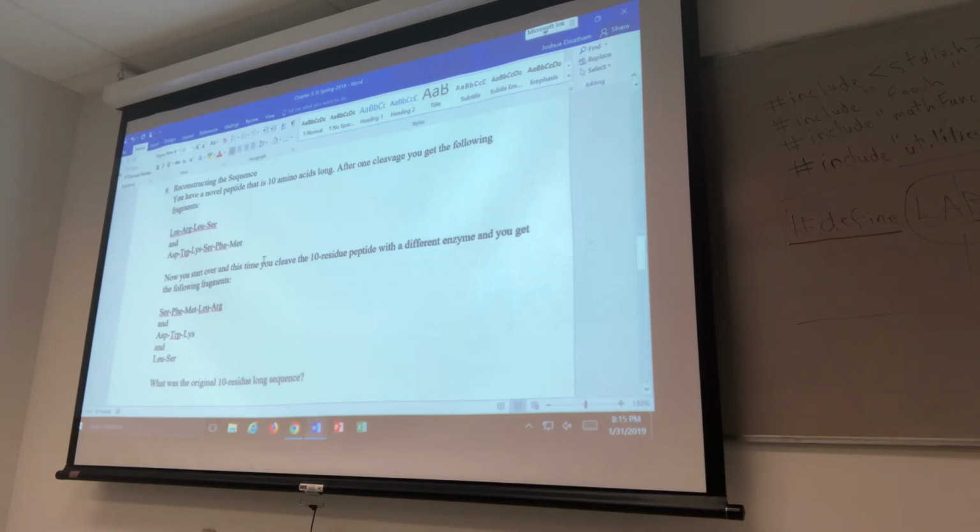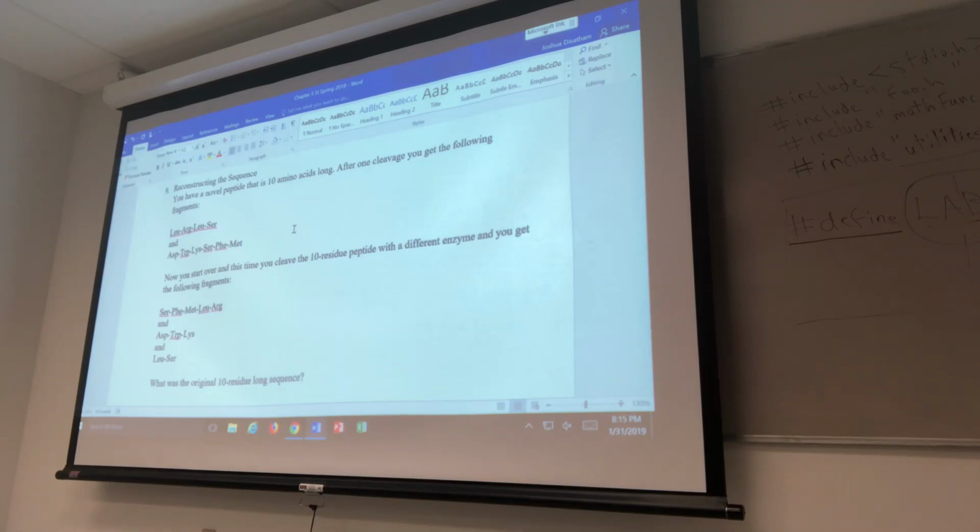So you may be given a question where the way they phrase it is that there's this brand new peptide that's 10 amino acids long. They perform an experiment where they use some enzyme and it ends up cutting it into two pieces. Don't care about that enzyme. All its job is to cut this brand new amino acid sequence into two pieces.